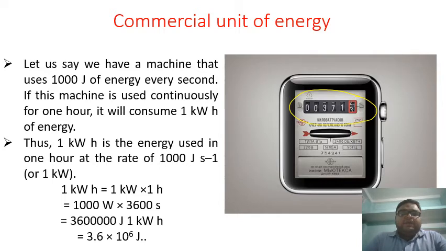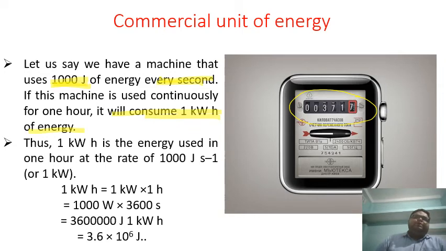So now, how do we calculate how much energy we consume? Let's suppose that we have an appliance that uses 1000 joules of energy every second. Then if we run it continuously for 1 hour, it will consume 1 kilowatt hour of energy.